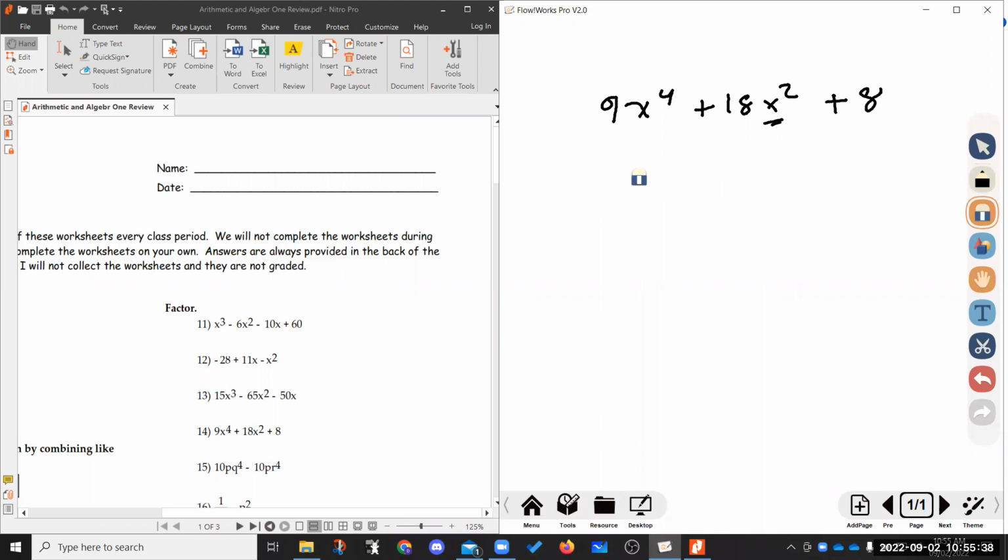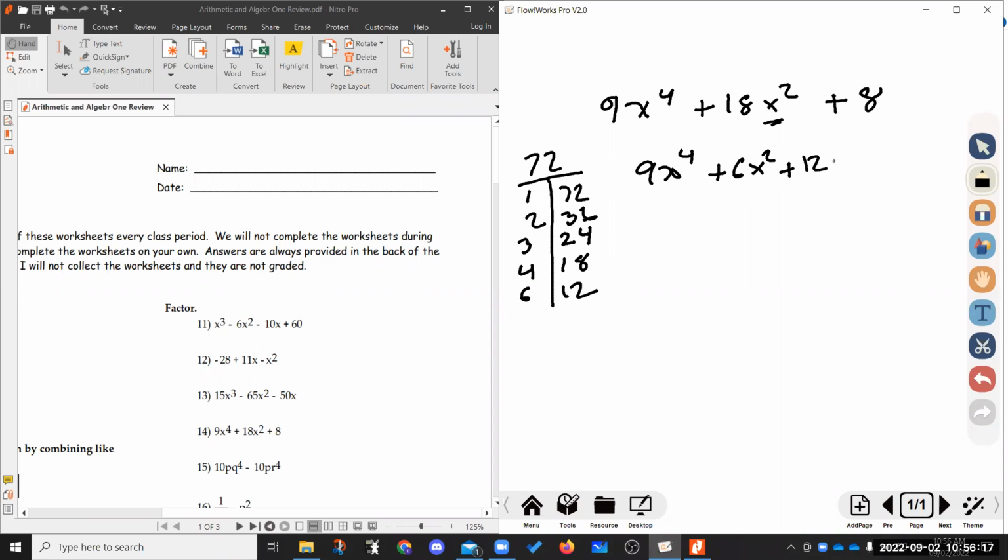We're going to do the same thing that we did just a second ago, where I'm going to say 9 times 8 is 72. I'm going to split that up into a way where the factors of 72 are 1 and 72, 2 and 36, 3 and 24, 4 and 18, 6 and 12. There we go. That adds to give me 18. So 9x to the 4th plus 6x squared plus 12x squared plus 8.